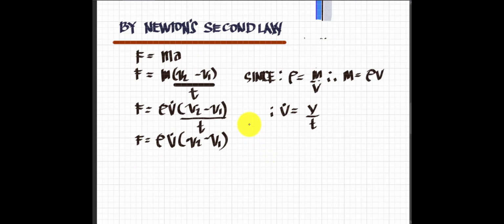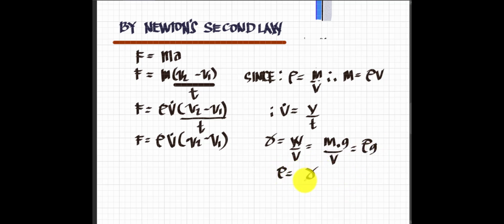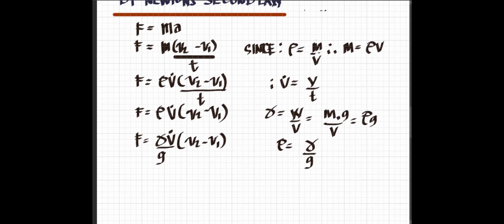Then we can further express this in terms of specific weight. We all know that our specific weight is equal to weight divided by volume, or mass times gravity over the volume, which is equal to your density times your gravity. And we can express our density as the specific weight divided by your gravity. Substituting that into our equation, we have specific weight times the volume flow rate divided by your gravity, multiplied by the change in velocity from point 2 to point 1. Now this force is the one being exerted by the plate on the fluid.